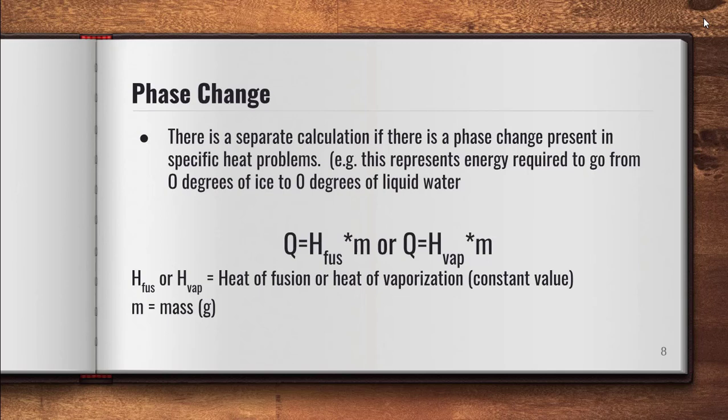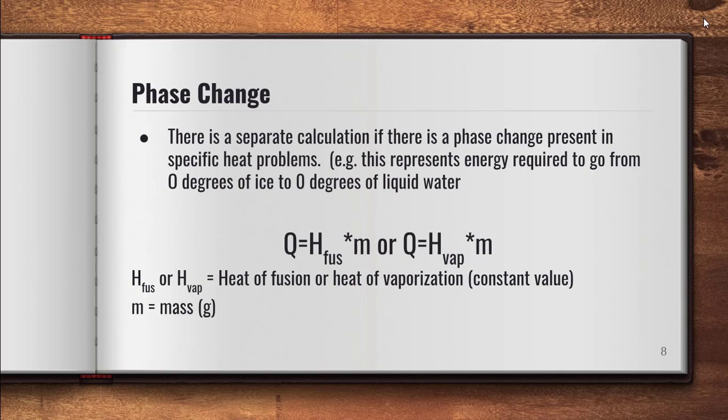This is where it gets a little bit iffy, because if there is a phase change, you're going to have to do 3 separate problems. One, we go from ice from negative 30 to 0. Your phase change from 0 of a solid to 0 of a liquid, and another one going from 0 degrees of liquid water to 30 degrees of liquid water. So there'd really be 3 problems there. If you had 2 phase changes, there'd be a total of 5 equations.